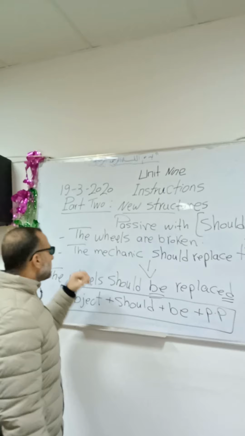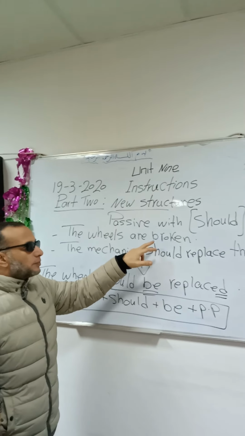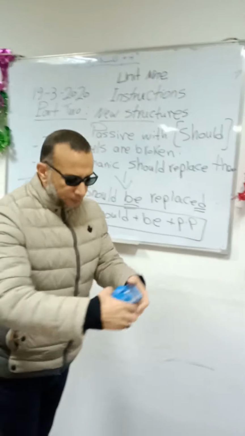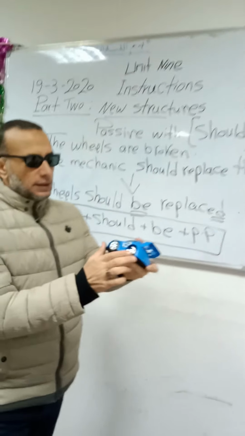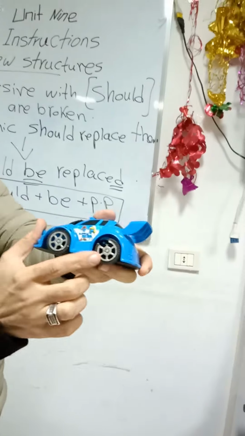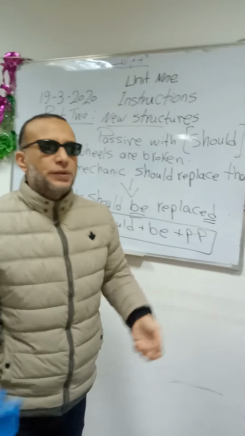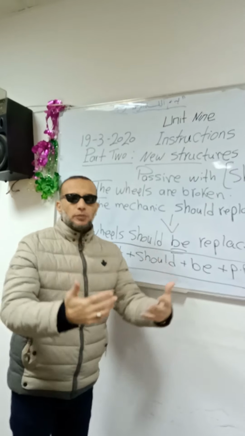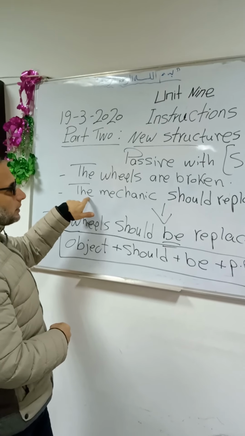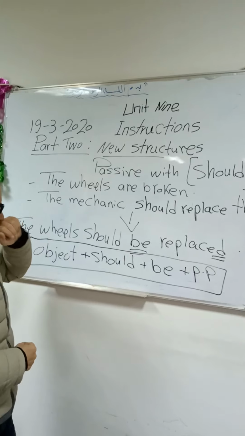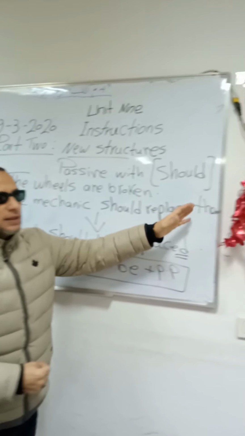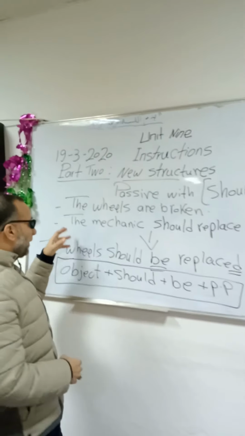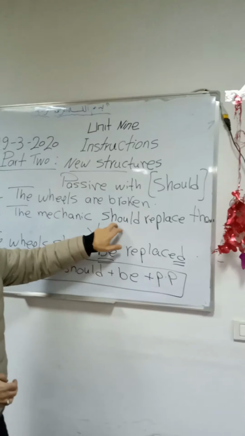هندي اكزامبل بسيط خالص. The wheels are broken. The wheels are broken. يبقى انا عندي مثلا my car. The wheels are broken. For example, okay, what am I going to do? I'm going to go to the mechanic and ask him for help. The mechanic should replace them. Should replace the wheels. Okay, the mechanic should replace.